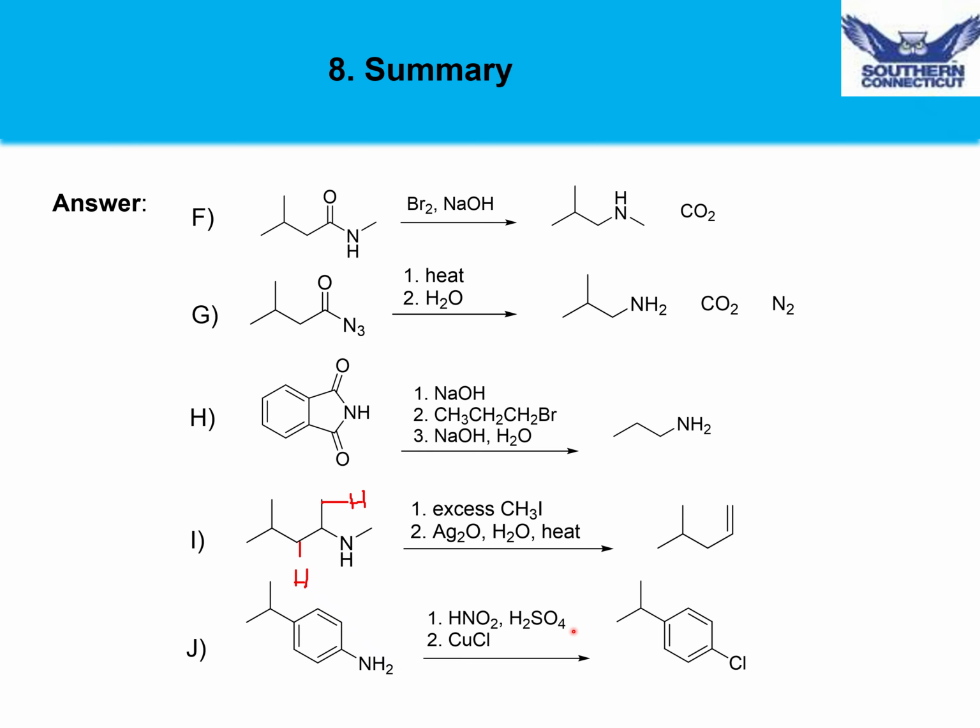The last reaction is an example of the Sandmeyer reaction, where nitrous acid and sulfuric acid will turn the amino group into a diazonium salt, which is a great leaving group. And then that will react with copper chloride in a radical mechanism to add a chlorine.